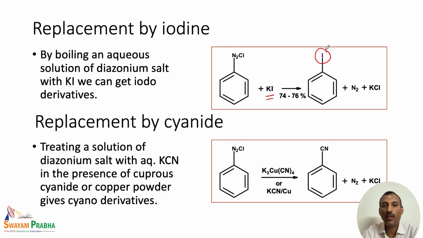And we can also carry out the same reaction as replacement by cyanide ion. Basically, we treat the solution of the diazonium salt with aqueous KCN in the presence of copper cyanide, or we can simply use KCN and copper. Either of these conditions produces the corresponding cyano derivatives.